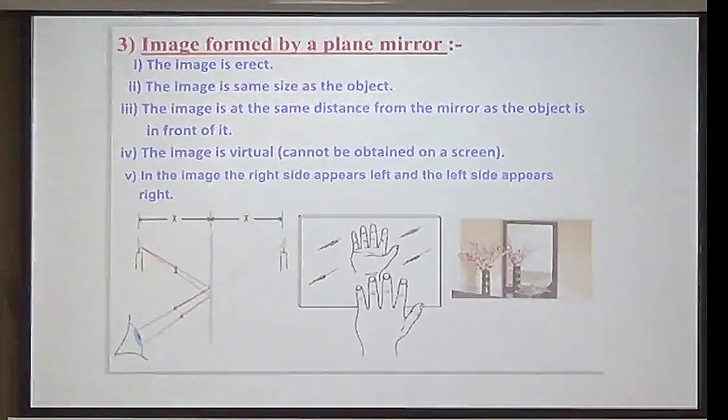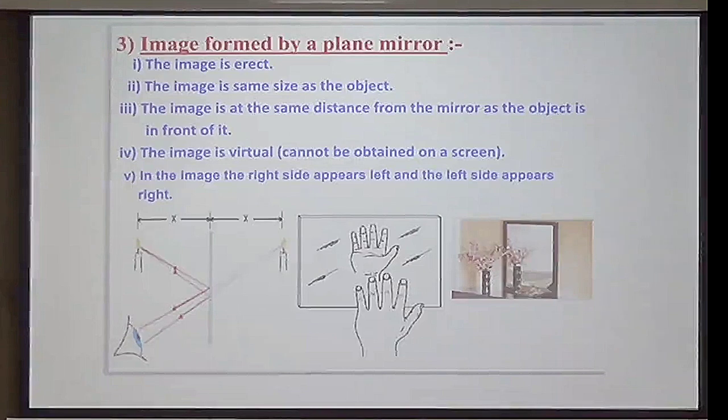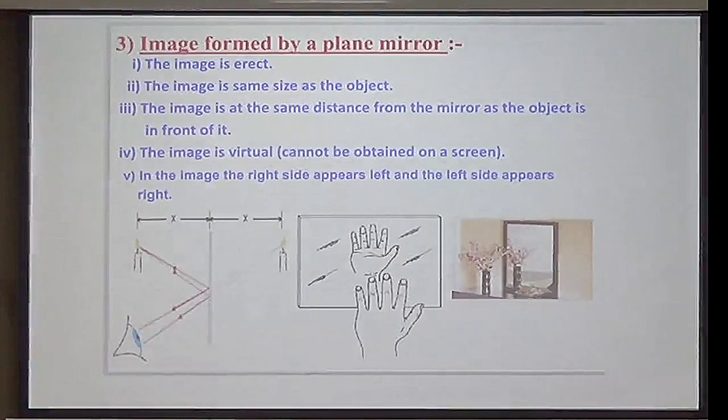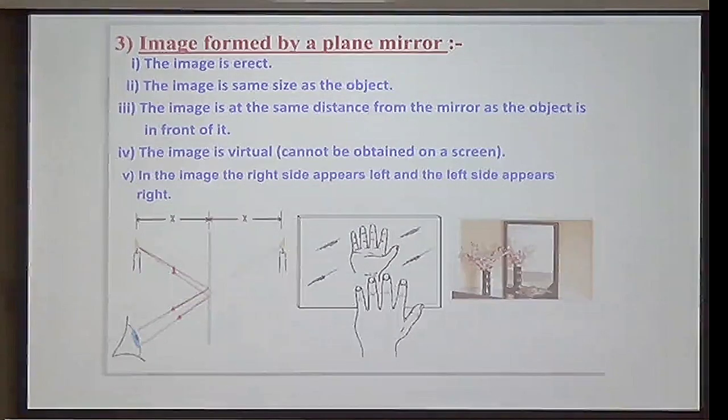Next is image formed by a plane mirror. Now when light strikes a plane mirror, it bounces back, and there are certain characteristics of the image which is formed by a plane mirror. For example, the first one is the image is always erect. The second is the image is of the same size as that of the object. The third is the image is at the same distance from the mirror as the object. And the fourth one is the image is virtual. And the fifth and the important one is the image formed by a plane mirror is laterally inverted, which means that the left appears right in the plane mirror and the right appears left.